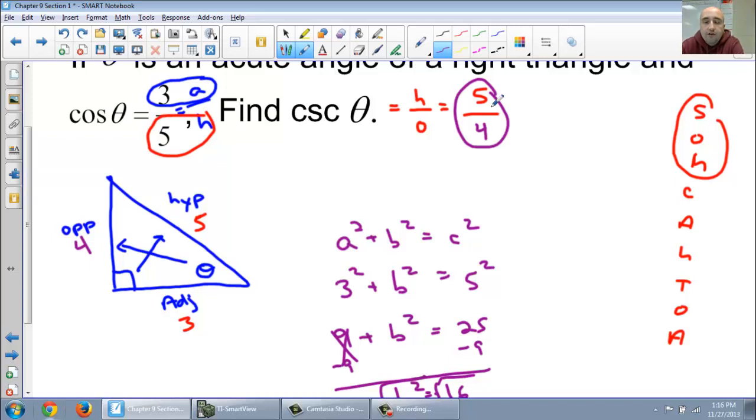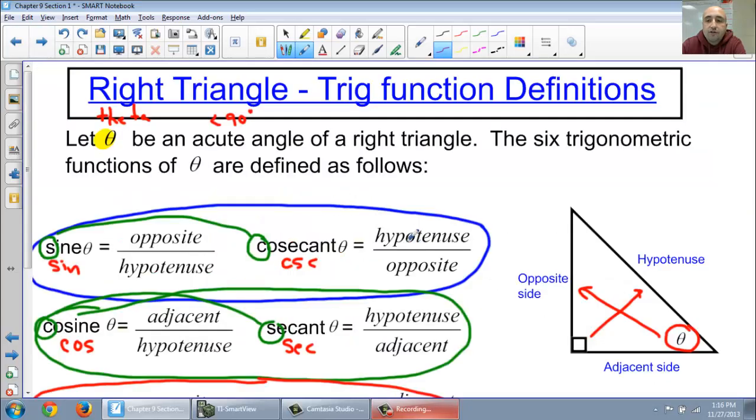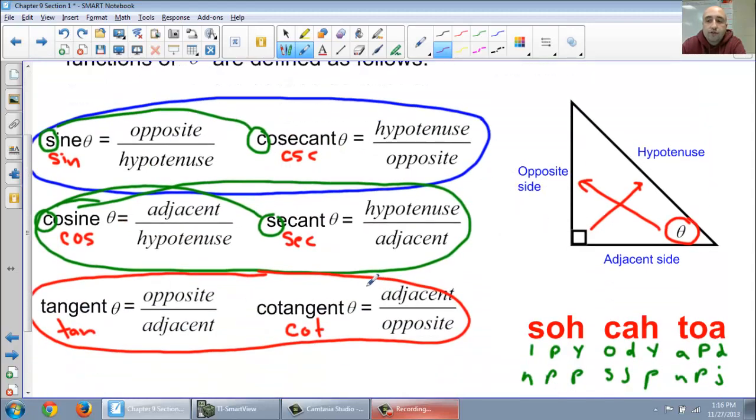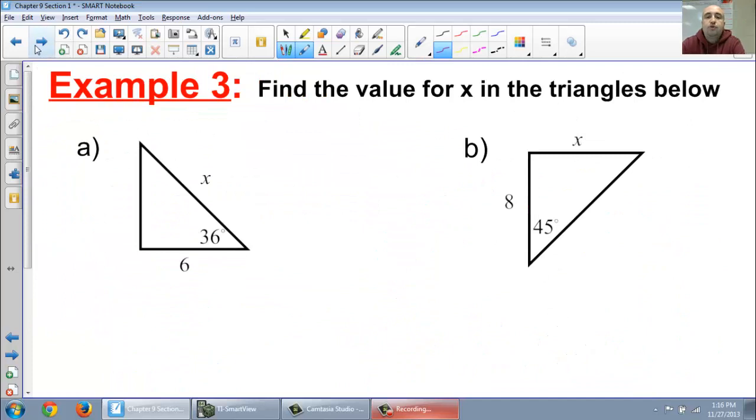Okay, so draw your triangle, find the missing side, and then find the trig function that they're looking for. You can always refer back to the second page of our notes for our 6 trig functions if you don't remember what they are. So always go back. All right, so that's example 2. Example 3.